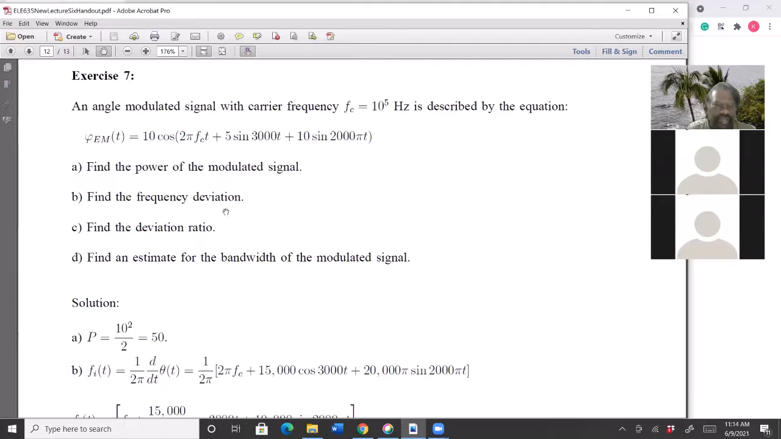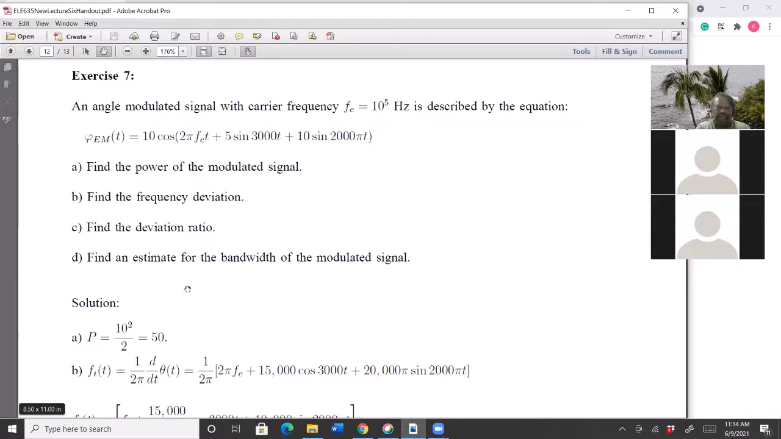Find the maximum frequency deviation, deviation ratio. And then do an estimate of the modulated signal. The power, you know something very important in FM? The power does not depend on your message signal. It is just whatever the carrier amplitude you choose. This is a cosine waveform of this amplitude. Whatever happens with the frequency doesn't matter. Power is A squared over 2. I gave you this formula before.